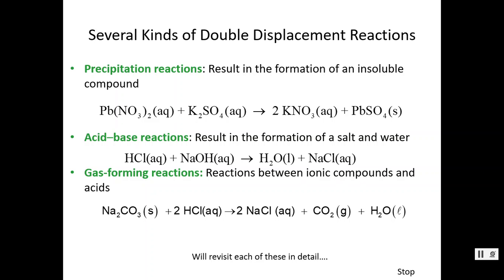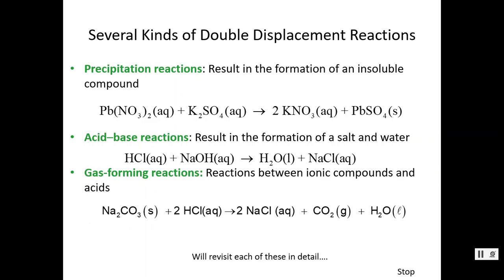And then the third type of double displacement reaction involves those reactions that produce a gas. So they are called gas-forming reactions. And typically they are reactions that occur between acids, like hydrochloric acid, and some ionic compound.